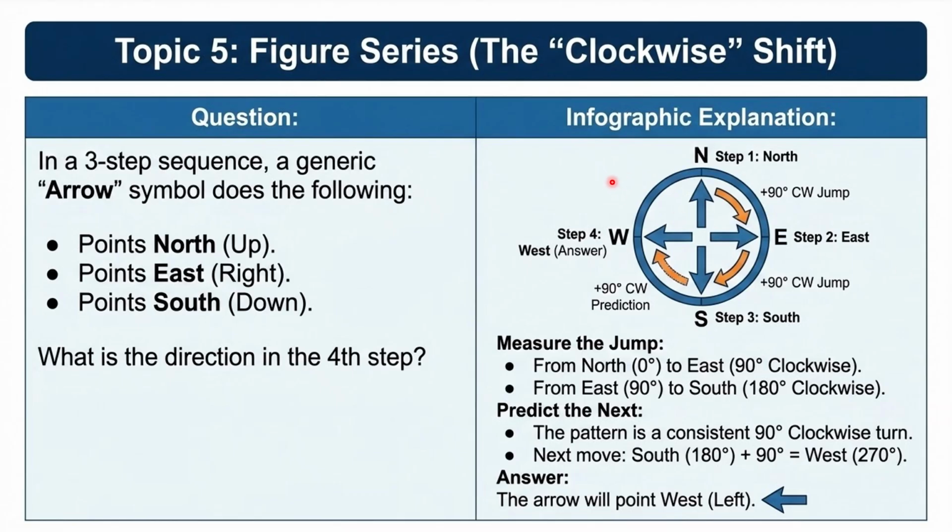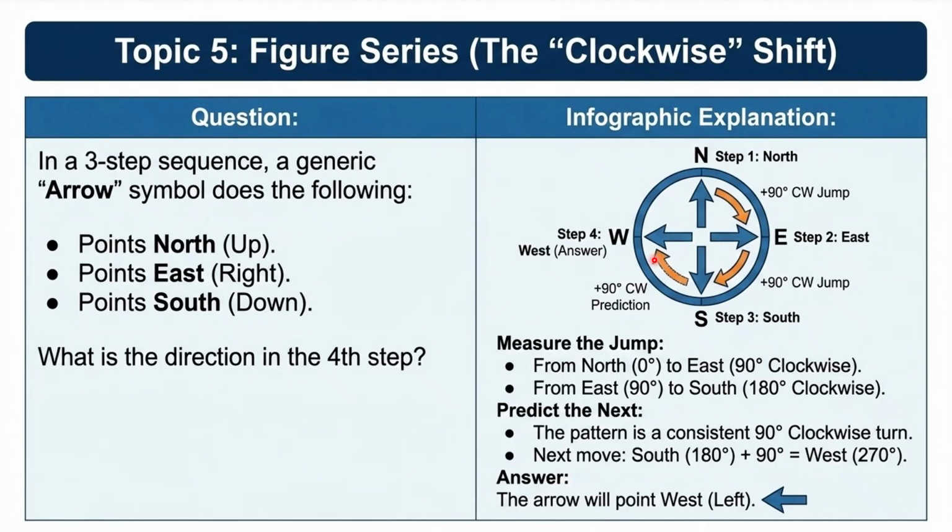Okay, now come to the figure series. In this example, a generic arrow symbol does the following. North direction is in the upward direction here, and east direction is in the right direction. South direction is in the downward direction. What should be the direction of the west? West should be in the left direction.